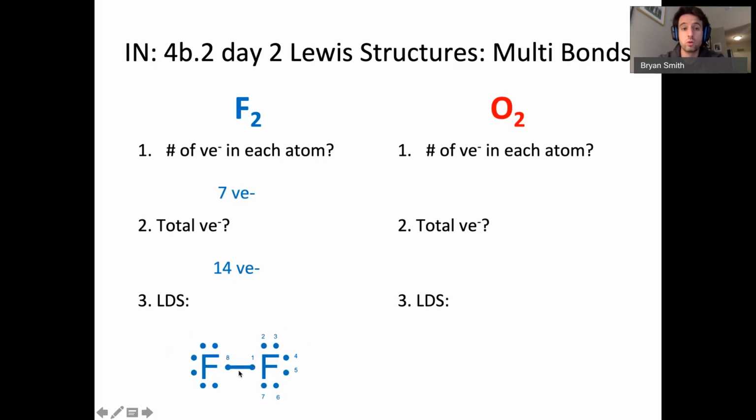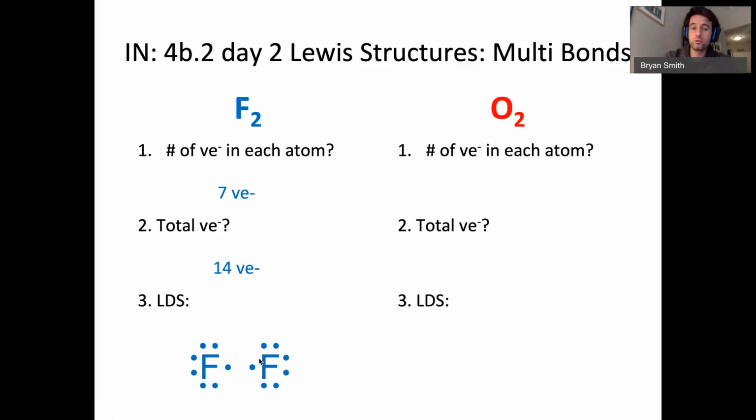What I want you to do is go through that same process. Let me show you it again. You're going to do the same process for oxygen. First, you're going to tell me how many valence electrons each one has and draw those. Then you're going to show me the total number of valence electrons. And then once we have that framework done, we'll work on drawing a Lewis dot structure. So go ahead and do those things.